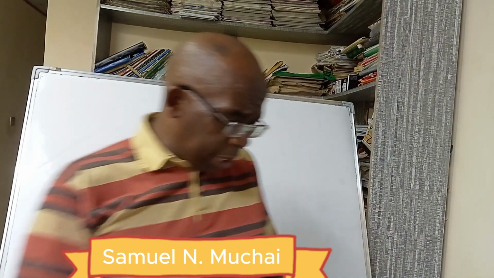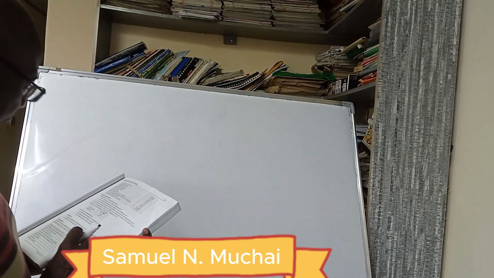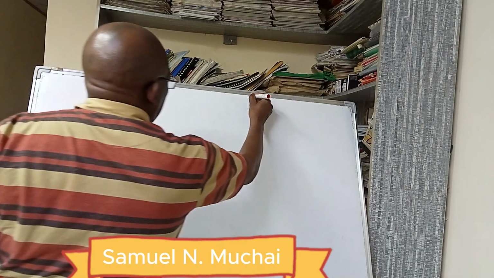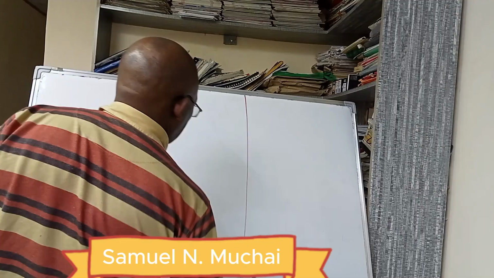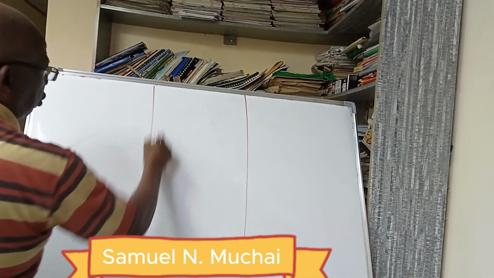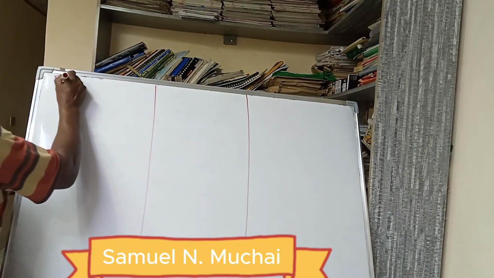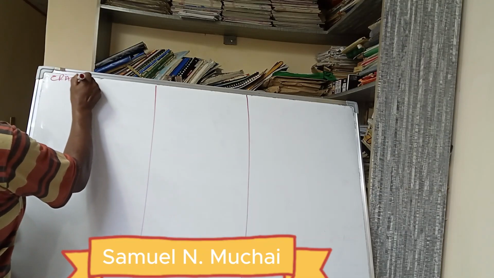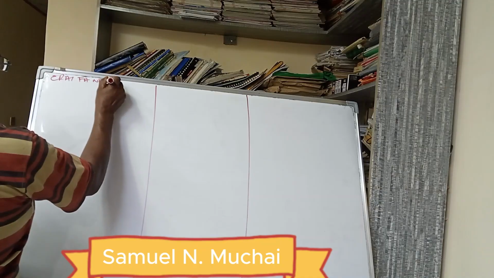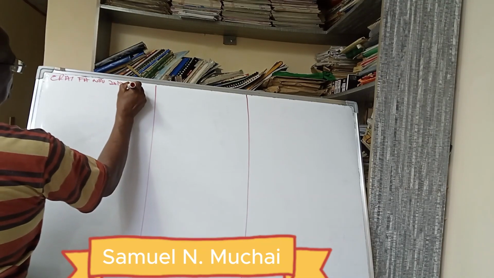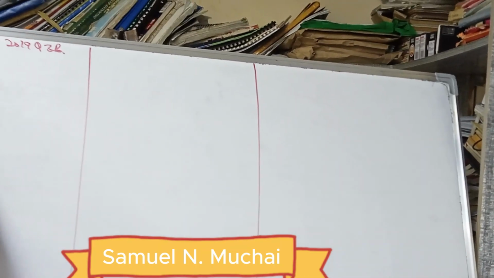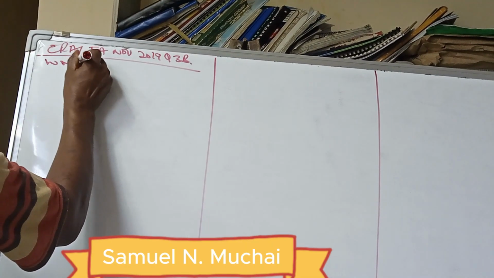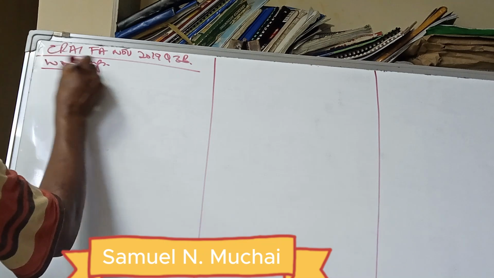So today, I want us to solve a question that is November 2019, question 3B. We want to do CPA 1, FA, November 2019, question 3B. And we start with the workings.